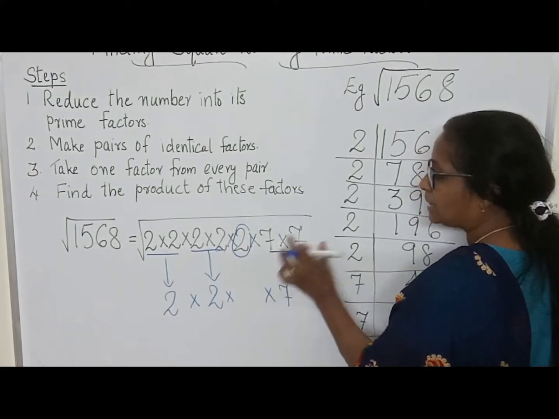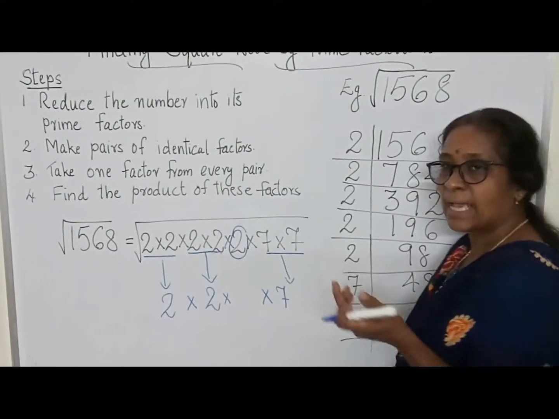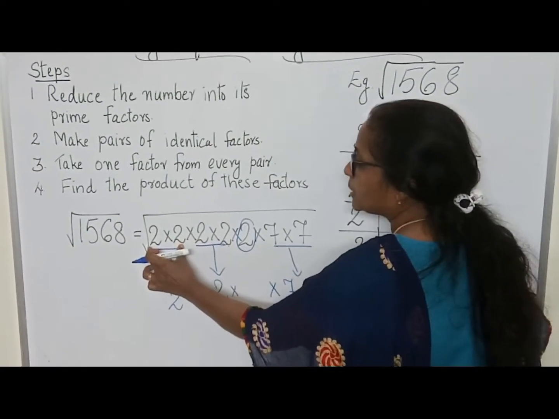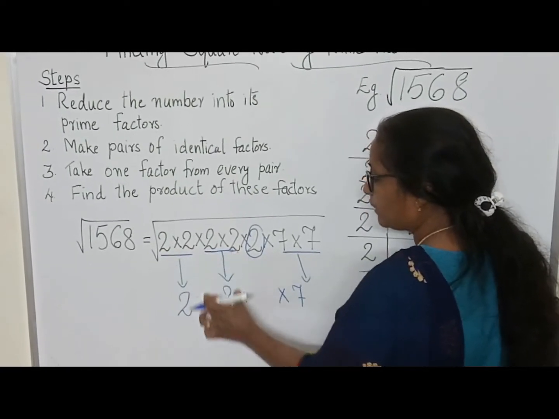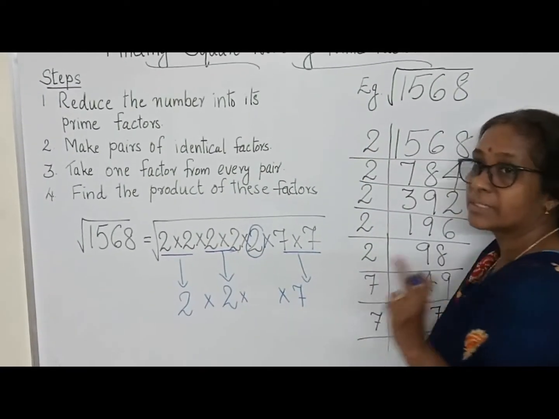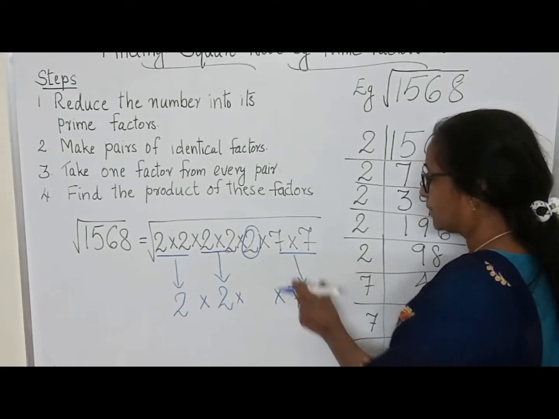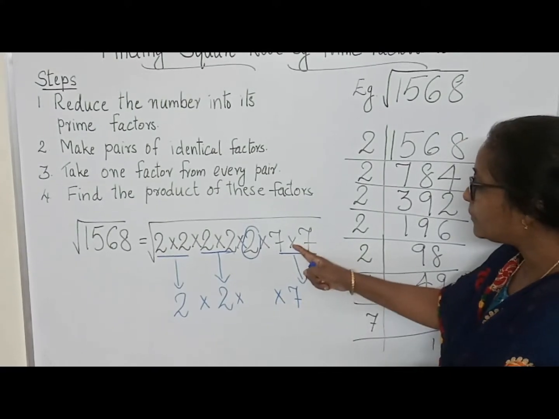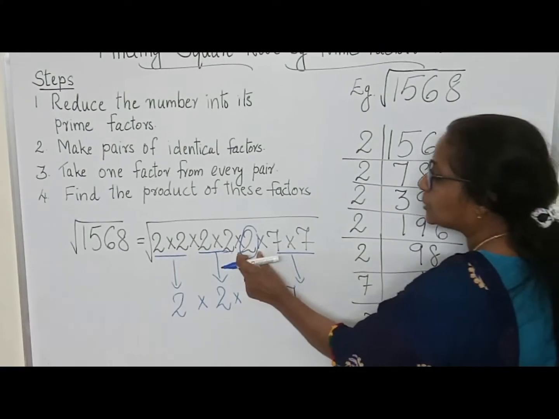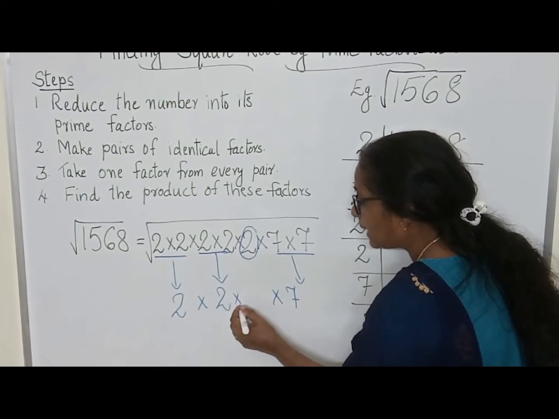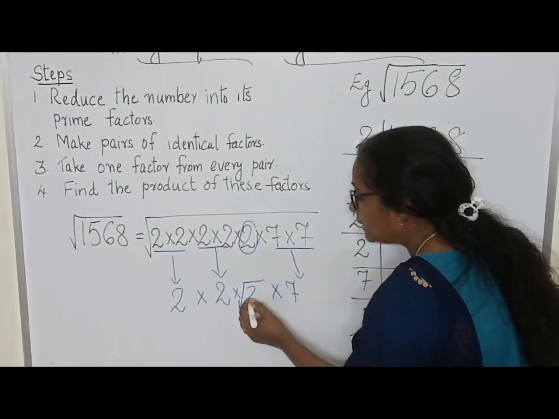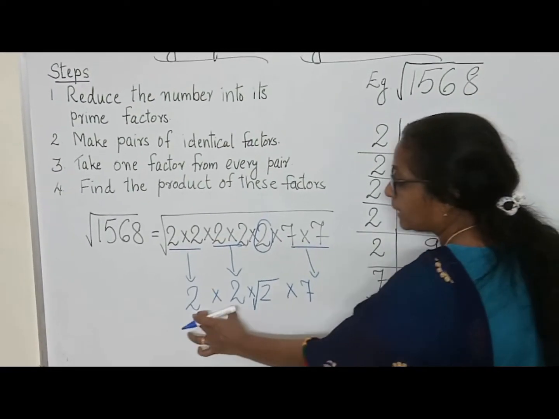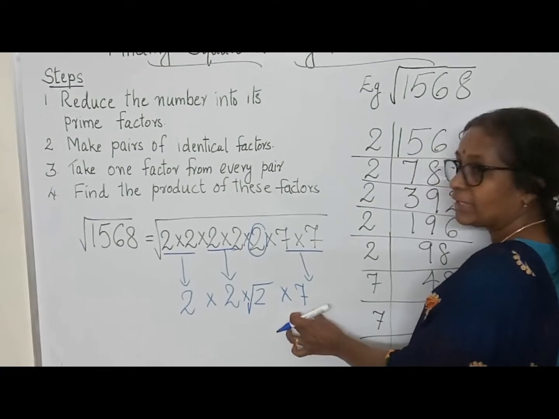The 7s are also in a pair. So as usual, take one factor out of each pair. From this pair, one 2 came out. From this pair, one 2 came out. This 2 is single. So what do we have to do? This 7 also came down, from the pair of 7s. This 2 is single, so we will write it under the radical sign. We cannot multiply with this 2, but the remaining 2s and this 7 we can multiply.